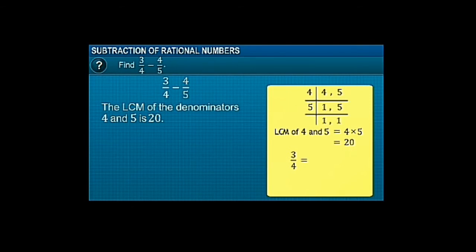So let us convert 3 by 4 and 4 by 5 into equivalent rational numbers with the denominator 20. So 3 by 4 can be written as 3 into 5 by 4 into 5, that is 15 by 20. And 4 by 5 can be written as 4 into 4 by 5 into 4, which is nothing but 16 by 20.